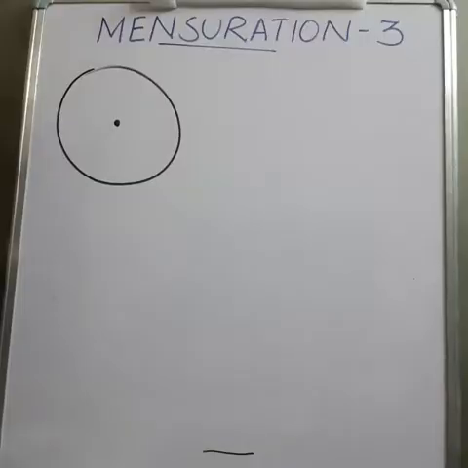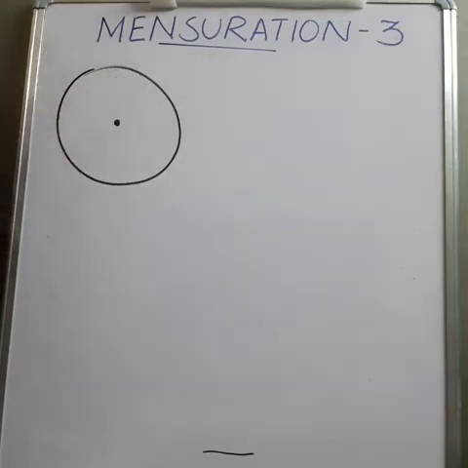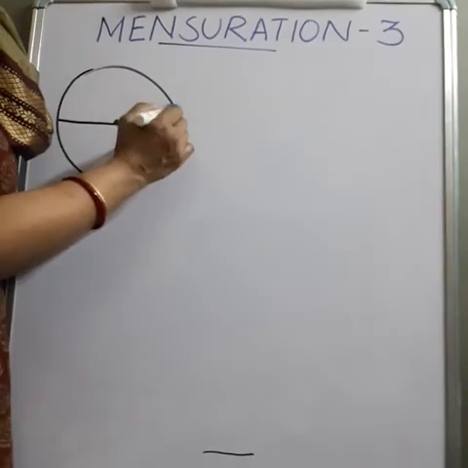And we are going to study about perimeter and area of different shapes. So let's start with circle. The perimeter of a circle is called its circumference. And this circumference is directly related to the diameter of the circle.